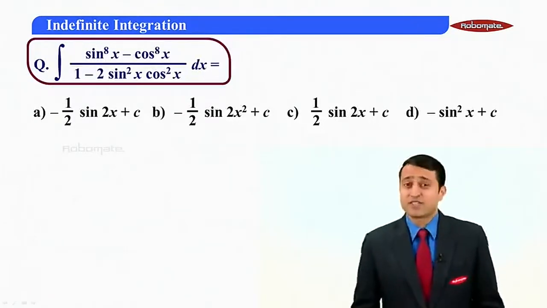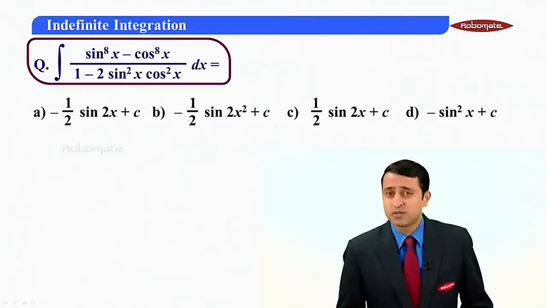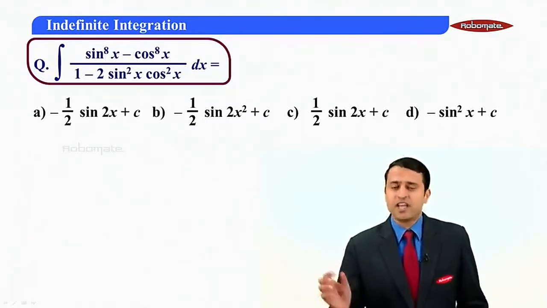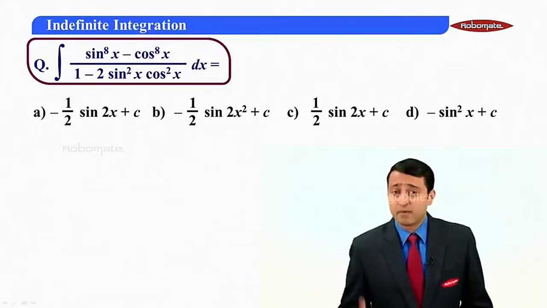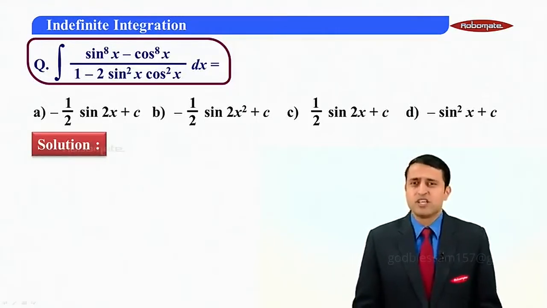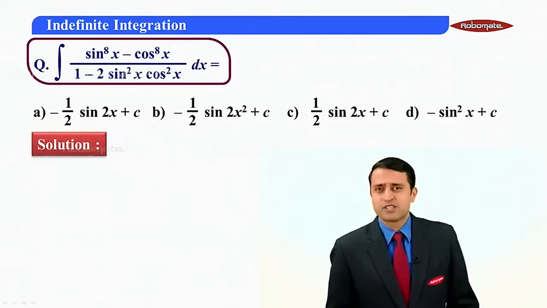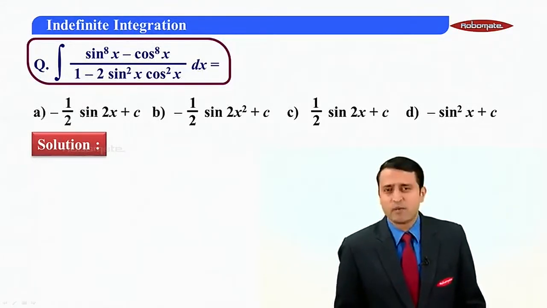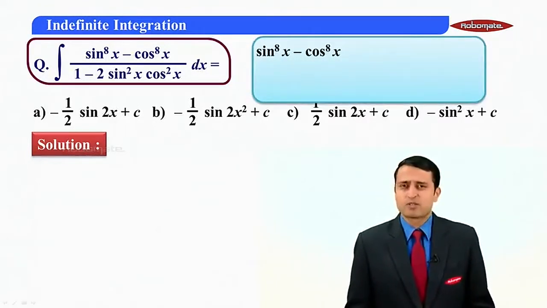It's saying integral of (sine raised to 8x minus cos raised to 8x) upon (1 minus 2 sine square x cos square x) dx. Again, the options are very small. The question is a big function, higher powers of sine. Let's see how to simplify. If the answer has to be so simple, obviously there has to be some cancellations. I don't know what to do with the denominator, but I very well know what to do with the numerator. Sine raised to 8 minus cos raised to 8.